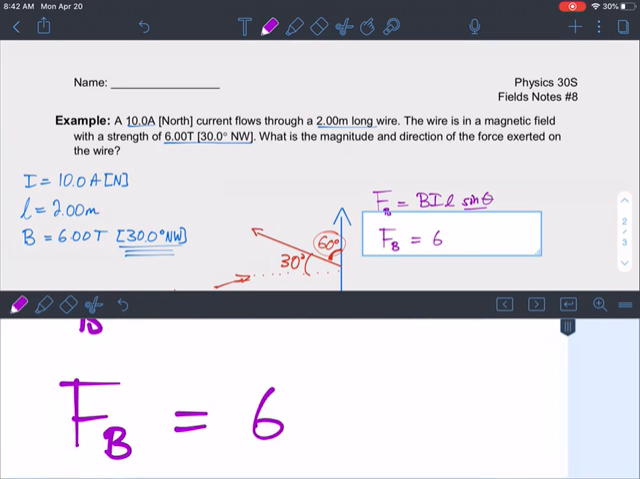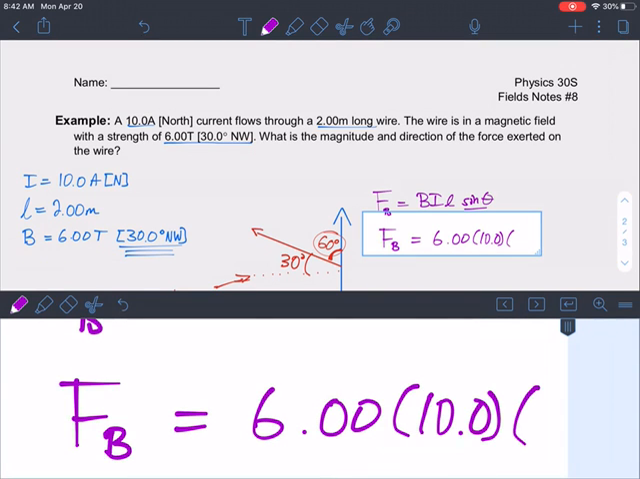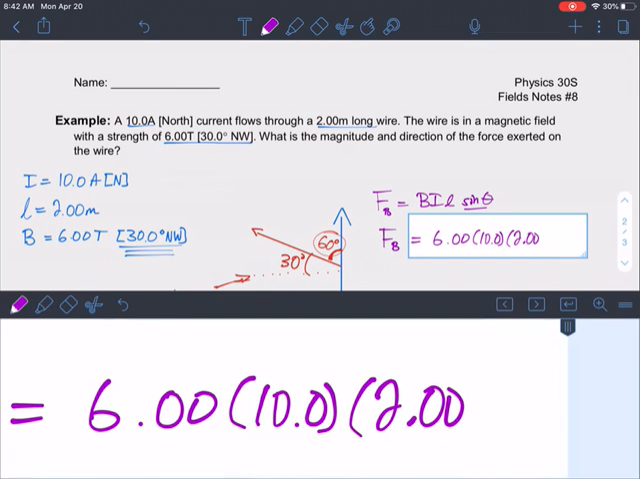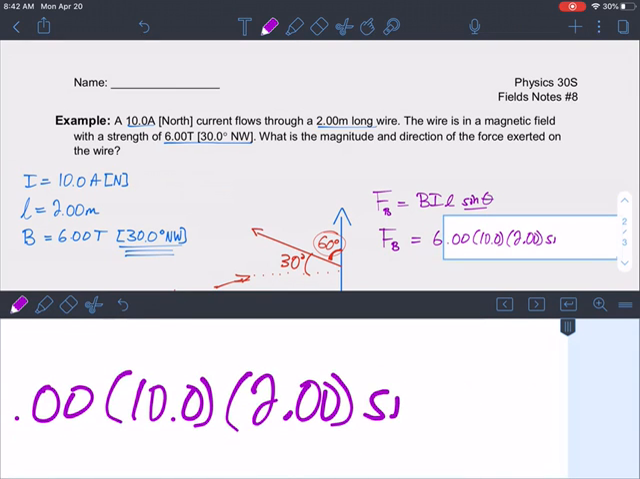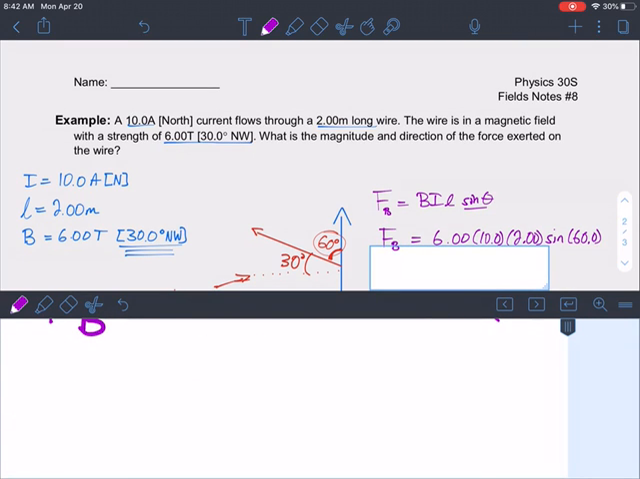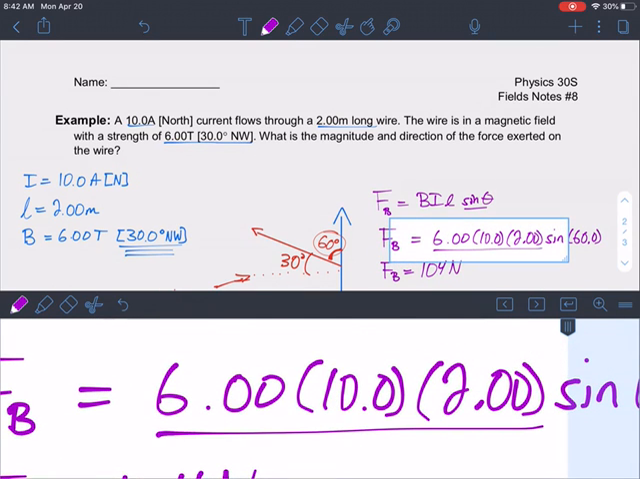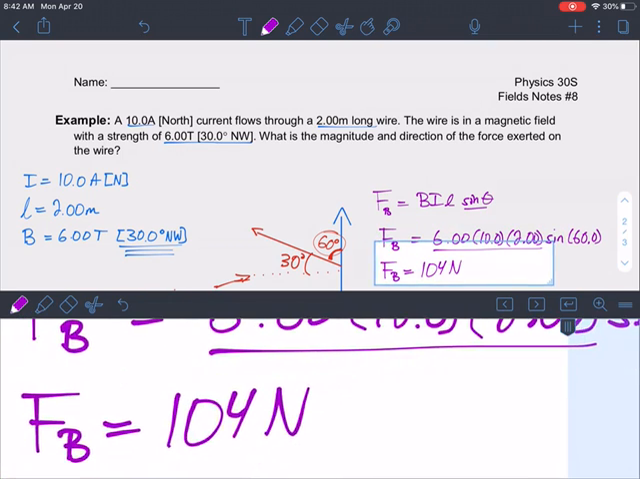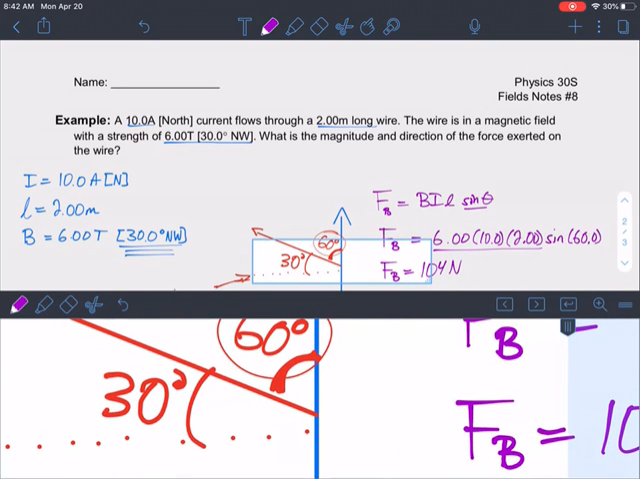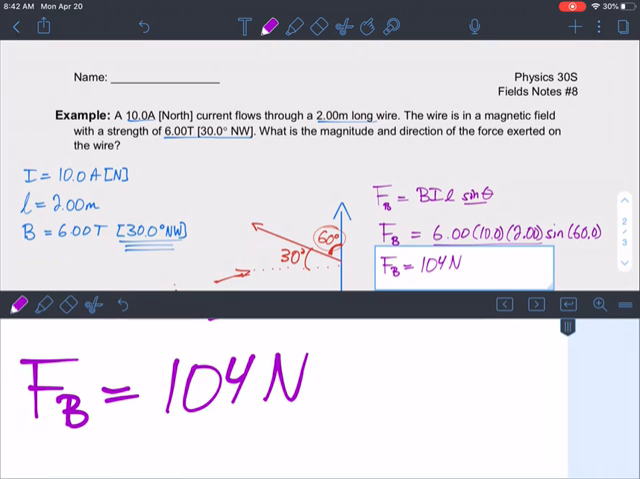And so we've got 6.00 times 10.0 times 2.00, and then we do sine 60.0. Now we punch that into our calculator, and we get 104 newtons. Awesome. This isn't the typical; we would expect 120, except some of it was parallel to the magnetic field, so it was useless. And so we get 104.